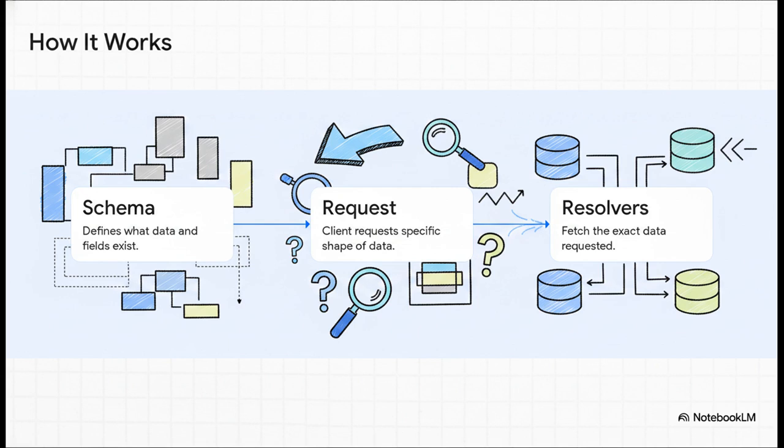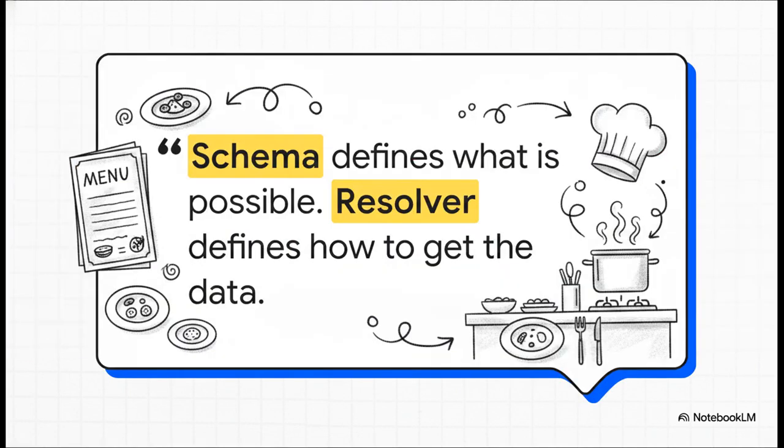Step 2, the client uses that schema to request a very specific shape of data. And step 3, resolvers. Resolvers are essentially the back-end code blocks that get triggered to go out to the database and fetch the exact data the client just asked for. To really summarize this architecture, the schema defines what is possible. The resolvers define how to get the data.